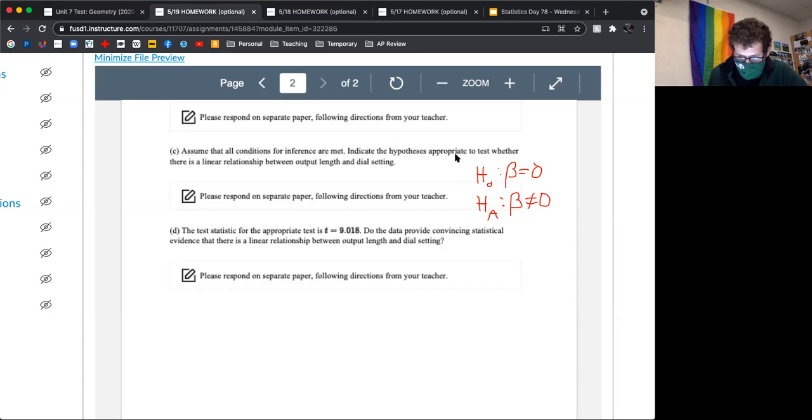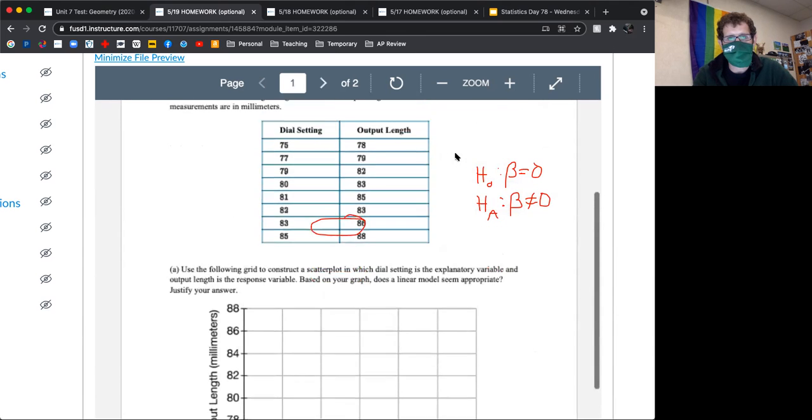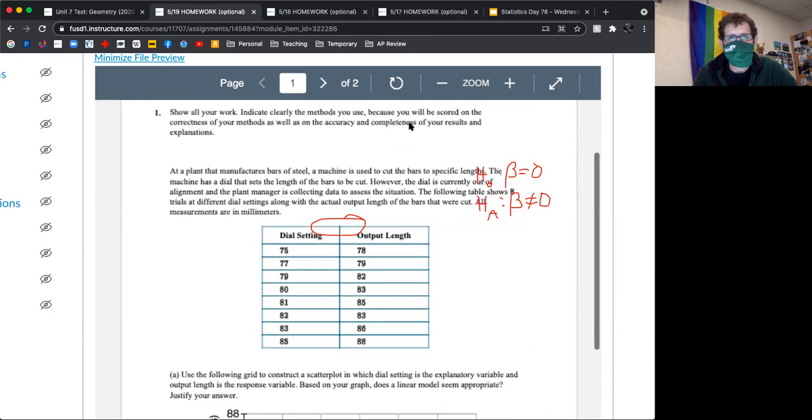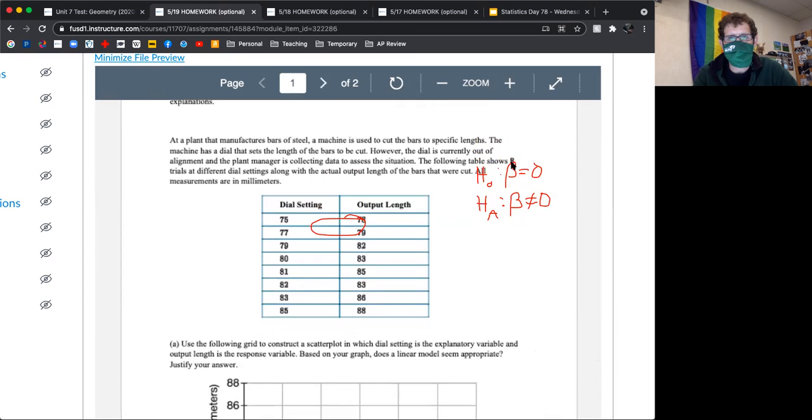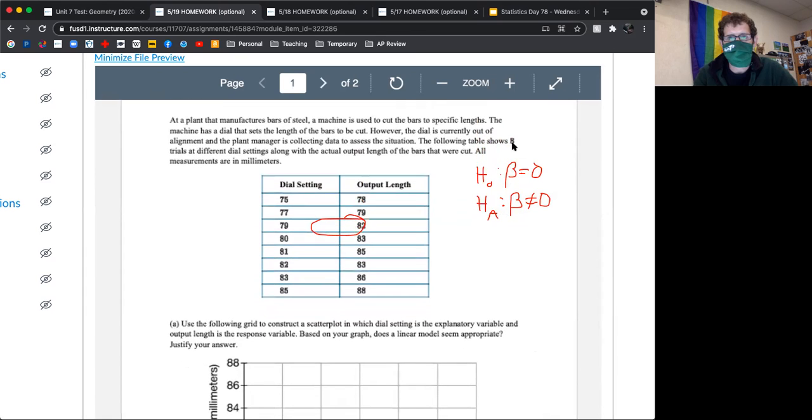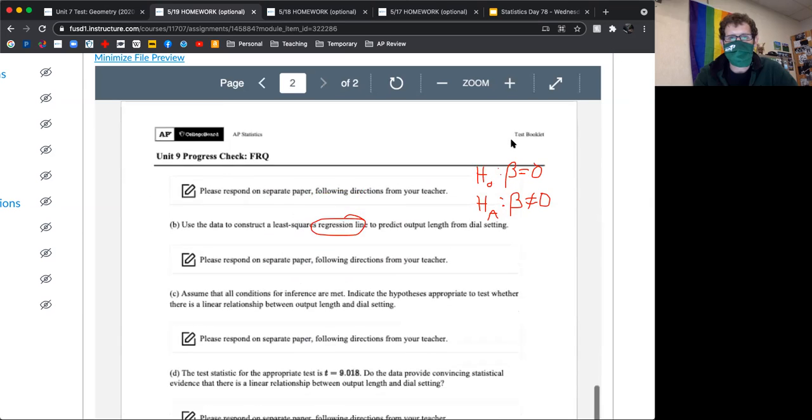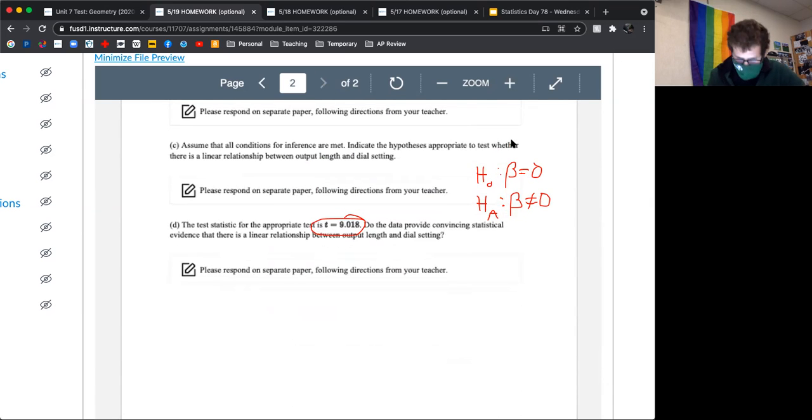And then the last one right here, when it asks if we have convincing statistical evidence that there's a linear relationship between these two variables, we're looking at the fact that there are, I'm going to go back up to the top for this. There are 8, right here you can see 8 trials. So we have N of 8, which means degrees of freedom for this will be N minus 2, which is 6.